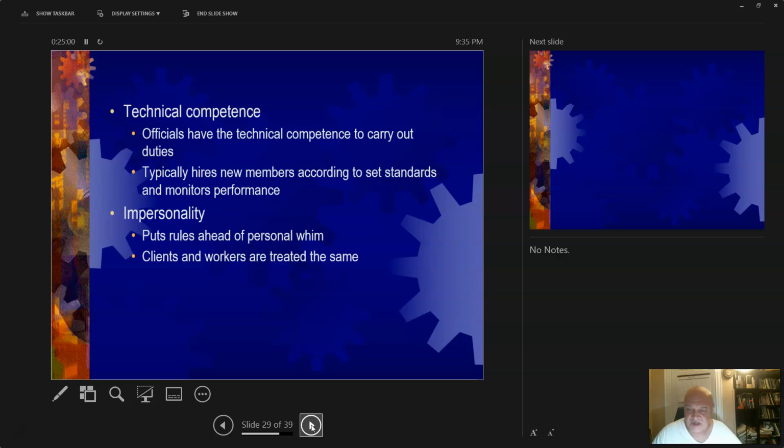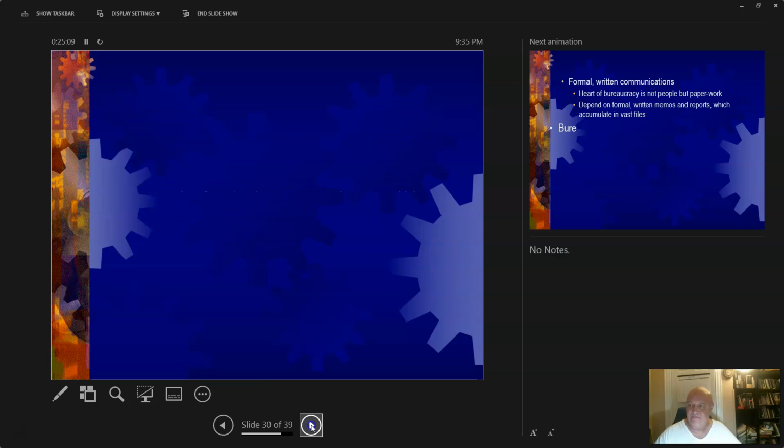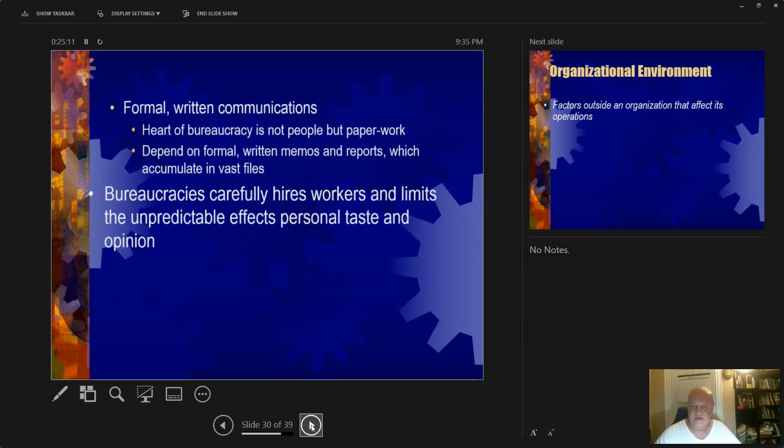Impersonality: rules ahead of personal whim. Clients, customers, students, or whatever, and workers are treated the same. Finally, formal written communications. Bureaucracies depend on written rules and reports. And bureaucracies carefully hire workers and limit unpredictable effects of personal taste and opinion.